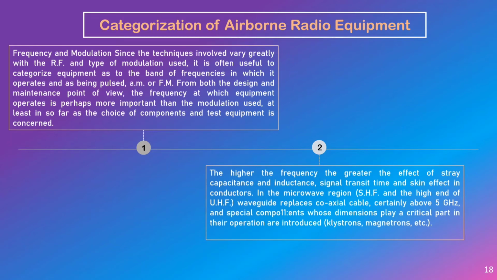The higher the frequency, the greater the effect of stray capacitance and inductance, signal transit time, and skin effect in conductors. In the microwave region, SHF and the high end of UHF, waveguide replaces coaxial cables, certainly above 5 GHz, and special components whose dimensions play a critical part in their operation are introduced: klystrons, magnetrons, etc.